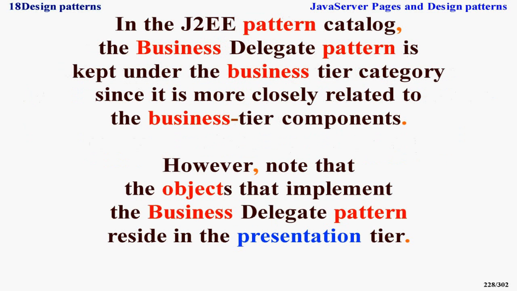In the J2EE pattern catalog, the business delegate pattern is kept under the business tier category since it is more closely related to the business tier components. However, note that the objects that implement the business delegate pattern reside in the presentation tier.